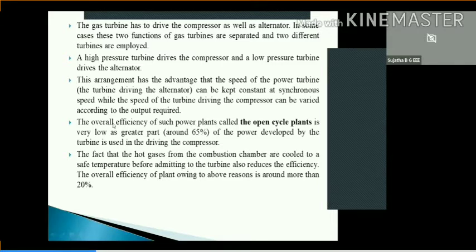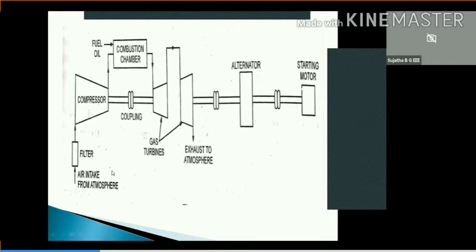This is also one reason why the efficiency is reduced: the hot gases coming from the combustion chamber are cooled to a safe temperature before admitting to the turbine. The gases produced will be at very high temperature, so if directly allowed into the turbine, they may spoil the turbine blades. So they have to be cooled to a safe temperature, which in turn reduces the efficiency. Because of these reasons, the overall efficiency of this open cycle plant is around 20%, maybe slightly more than 20%. This is the drawback of the open cycle gas turbine power plant.